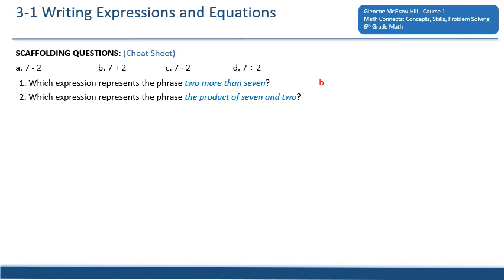Which expression represents the phrase the product of 7 and 2? Well, we know the product is the answer for what type of problem? Multiplication, right? So 7 times 2 will give us the product. Which expression represents the phrase 7 less 2? So less means subtraction, right? So 7 minus 2.